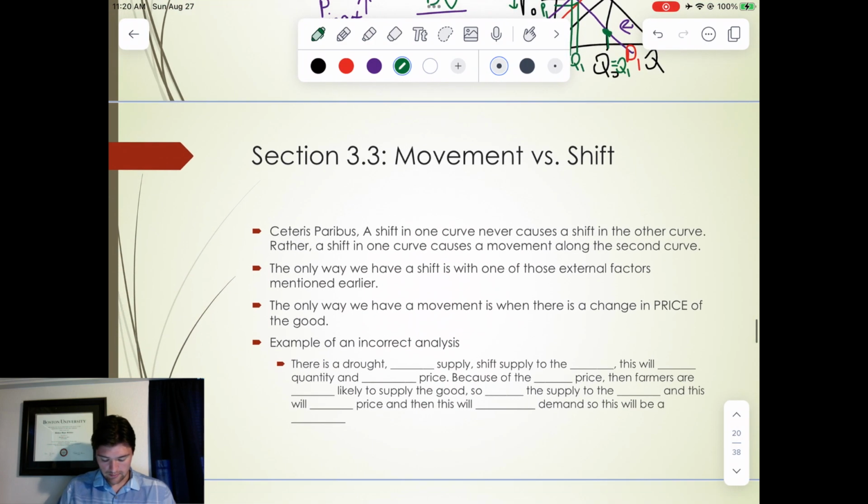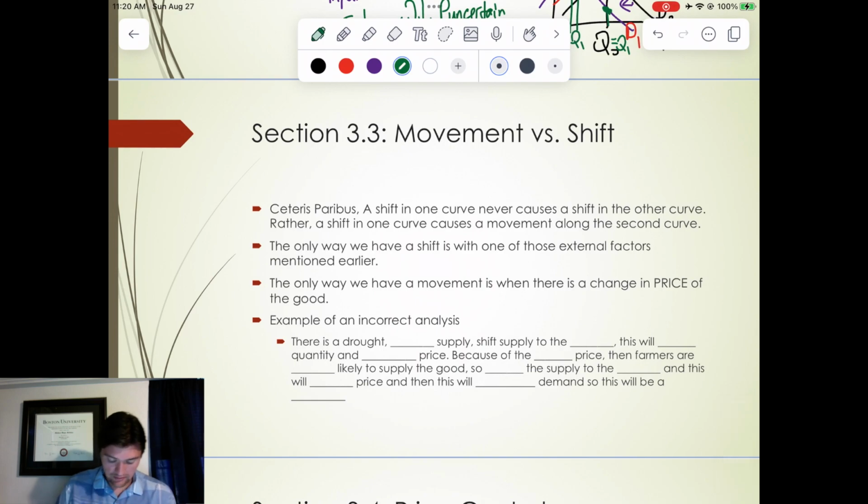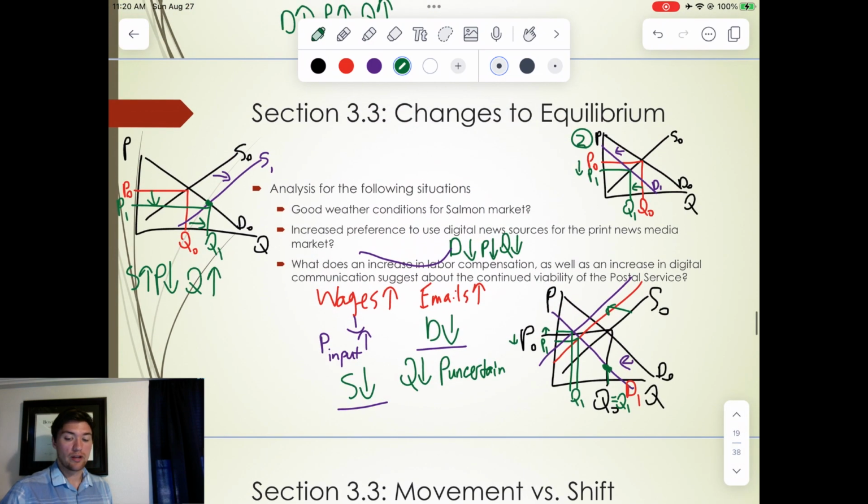Now, ceteris paribus, right? A shift in one curve never causes a shift in another curve. Rather, a shift in one curve causes a movement along the second curve. So basically, because demand shifts, that doesn't change your supply curve. That's not what happens. What happened here was we had two different things going on.